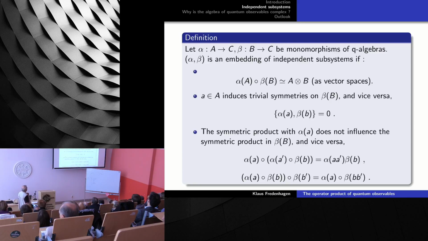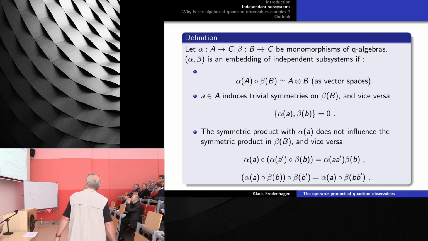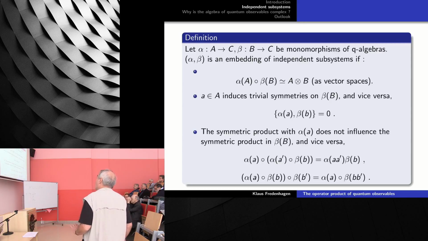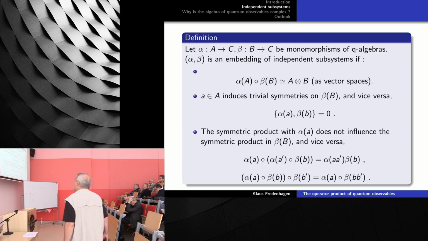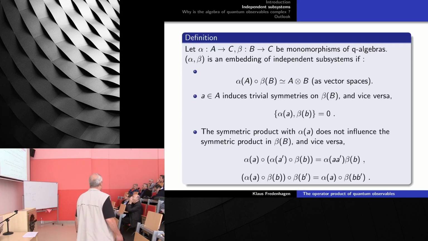Now I want to formulate this mathematically. So we have two such algebras, and I have a third Q algebra, capital C, and I have maps alpha from A to C and beta from B to C. These should be structure-preserving maps, so they are injective, and they preserve all the structures, so both products are preserved, and the units are mapped to units. Moreover, I want this embedding to be such that the two subsystems are really independent. Of course, the question is, what does this really mean, that they are independent?